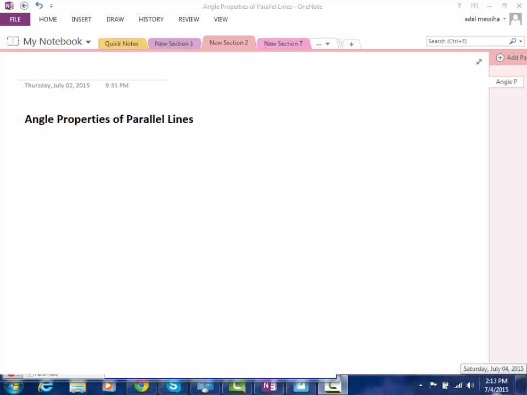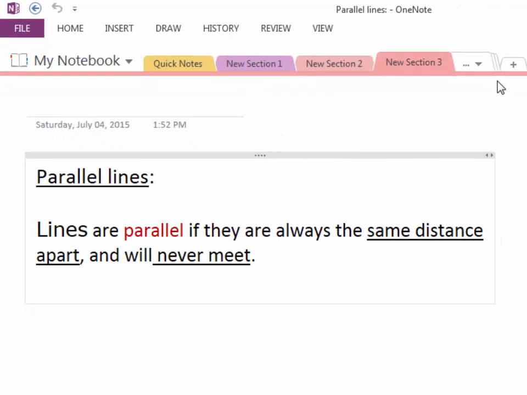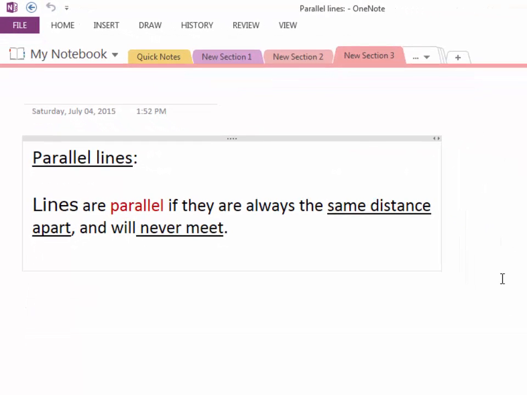Unit 7, Lesson 3, Angle Properties of Parallel Lines. Before we start this lesson, we need to understand the meaning of parallel lines. So let's start to find a definition for parallel lines. Parallel lines are parallel if they are always the same distance apart and will never meet. So they don't intersect together.